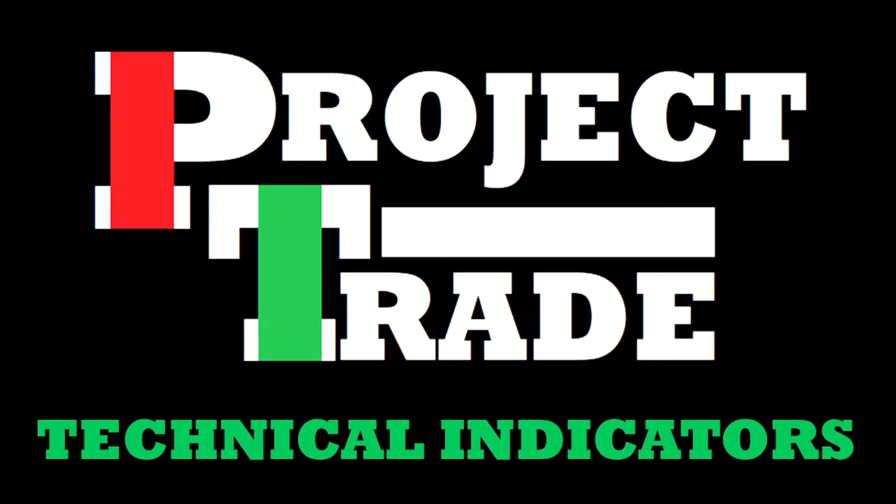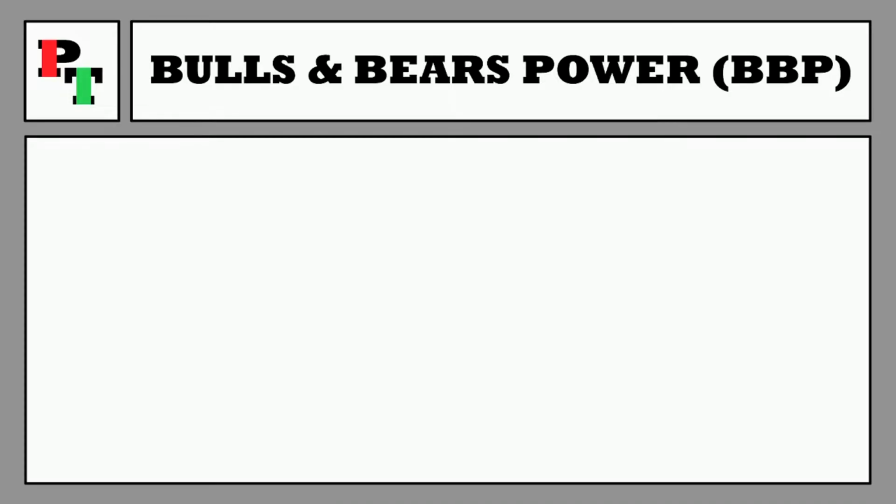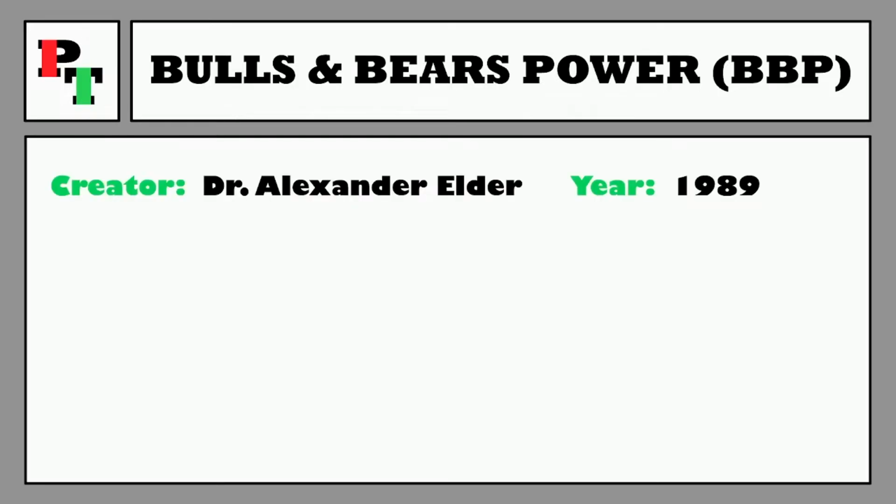This is the Technical Indicators show, and in this video we're talking about the bulls and bears power indicators, a classic pair of lagging trend signal givers. These indicators were created by Dr. Alexander Elder in 1989 and unleashed onto the world in his book Trading for a Living.